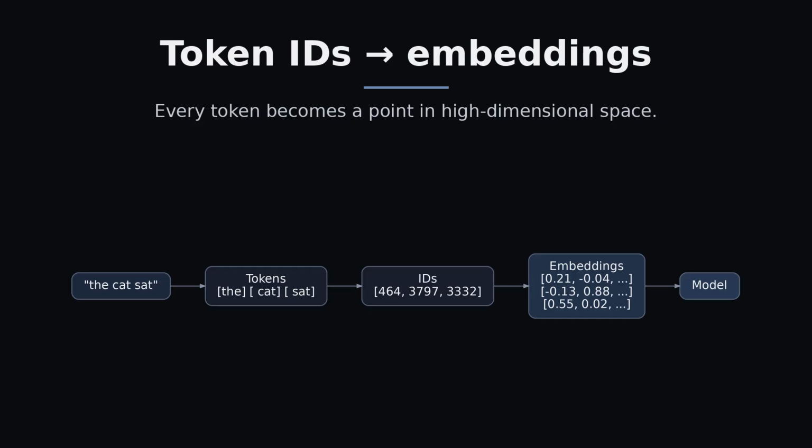That table is called the embedding matrix, and what comes out of it isn't a number, it's a list of numbers, a vector, typically somewhere between 300 and 4,000 numbers long. That vector is the token's embedding. It's the model's internal representation of what that token means, not as a definition, but as a location, a point floating in a very high-dimensional space.